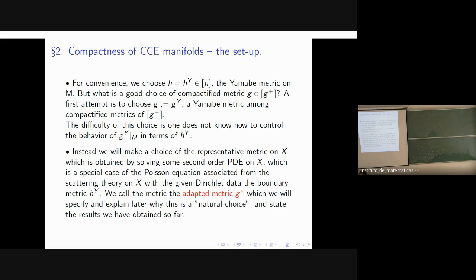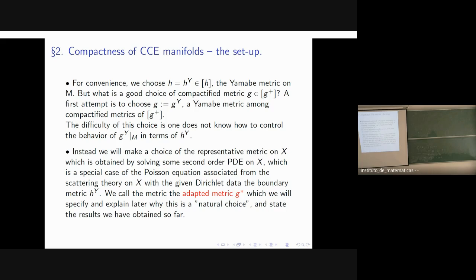This is the class of metrics which I discussed in the first two lectures, called adapted metrics. An adapted metric is a compactification g whose restriction to the boundary is the given h. Given h, you solve some PDE whose boundary metric is this. That is the thing we try to do.